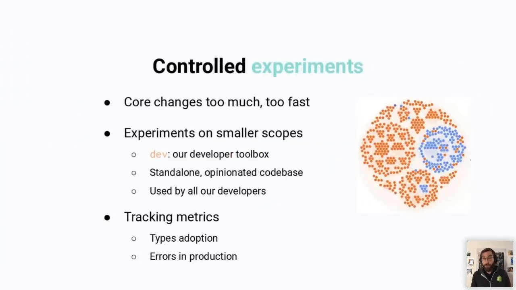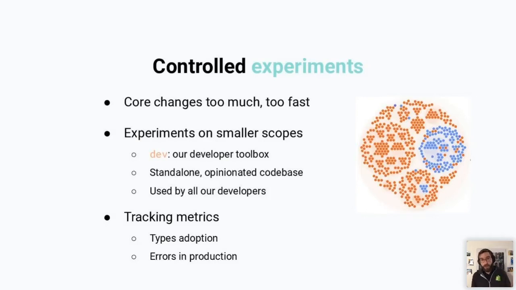First, it's super hard for us to do control experiments directly on the monolith because our code changes too much, too fast, by too many developers at the same time. So even if we introduce a few signatures here and there, it's becoming really hard to see if we actually have an impact on something happening in production. So we decided to do experiments on smaller scopes.